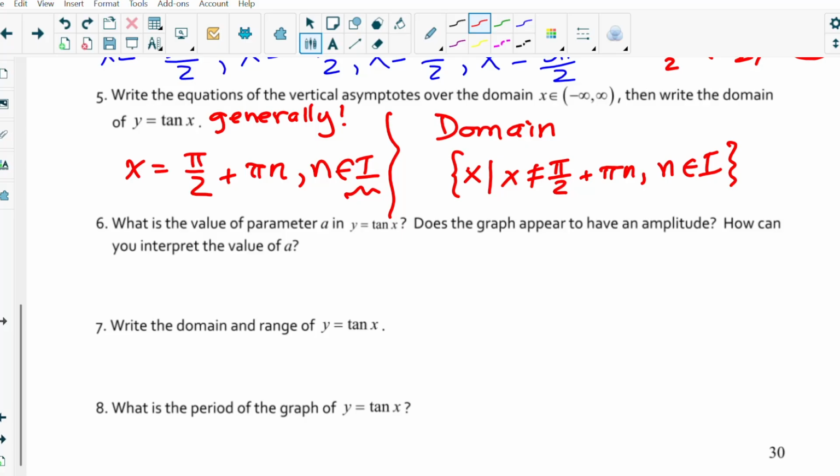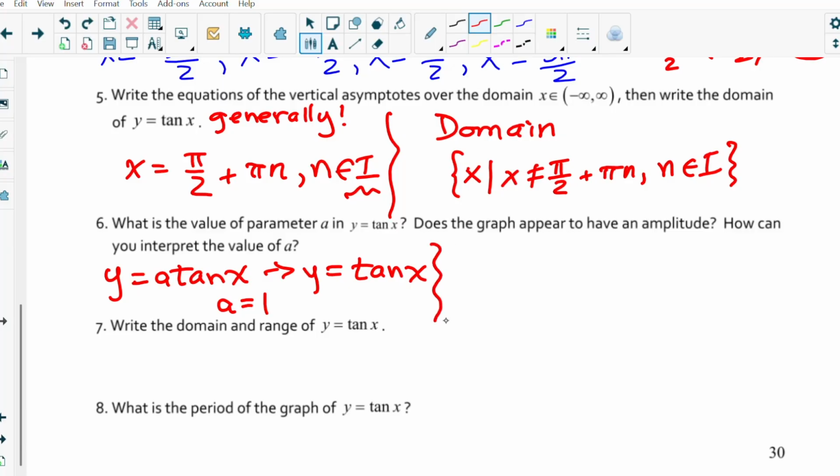Number 6, what is the value of the parameter a in y equals tangent of x? If I look at this, y equals a tangent of x. Well, a is just 1. So a equals 1.